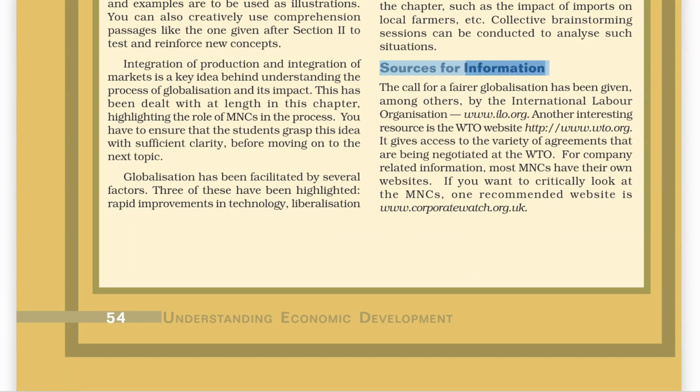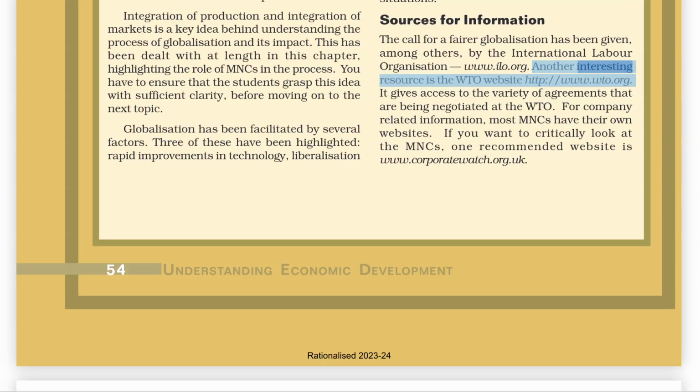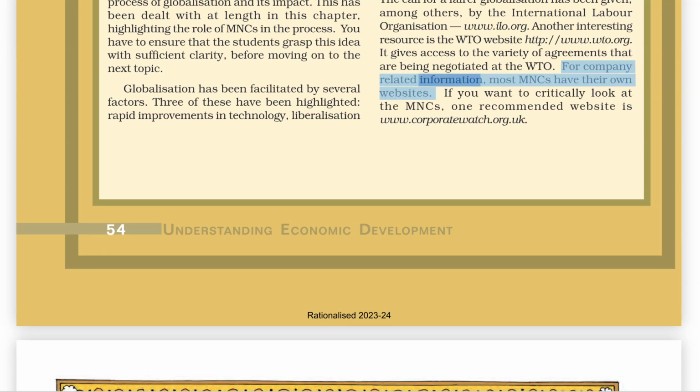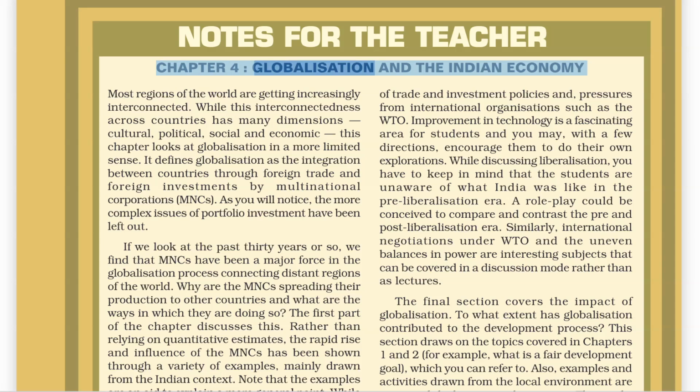Sources for information. The call for a fairer globalization has been given, among others, by the International Labour Organization. Another interesting resource is the WTO website. It gives access to the variety of agreements that are being negotiated at the WTO. For company-related information, most MNCs have their own websites. If you want to critically look at the MNCs, one recommended website is given in the chapter.